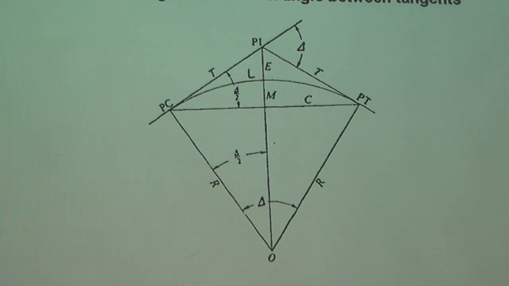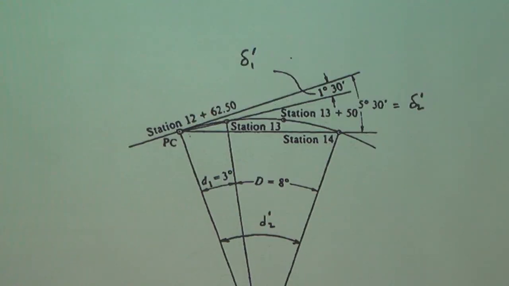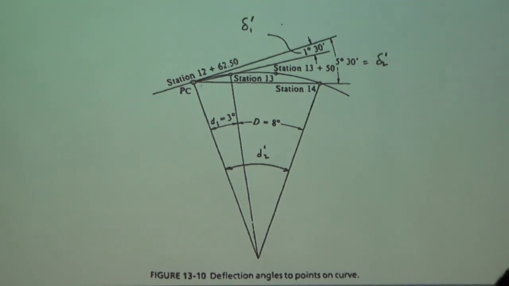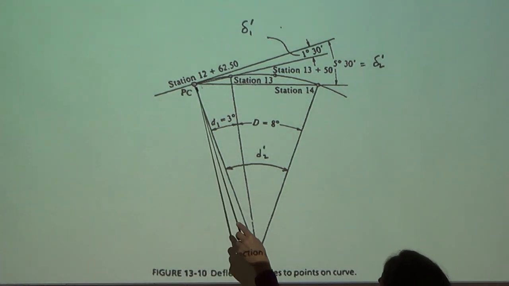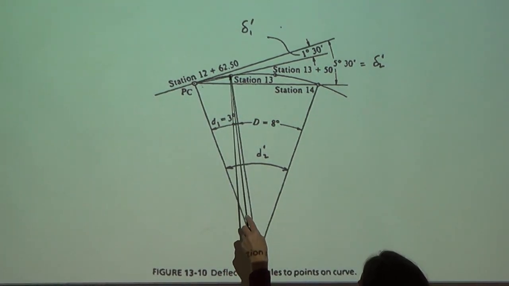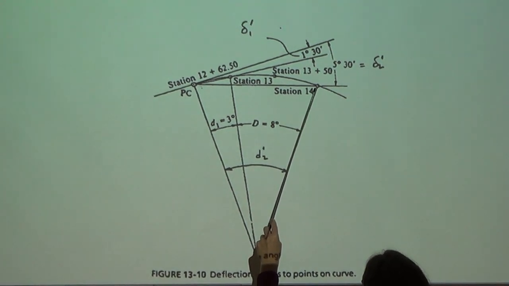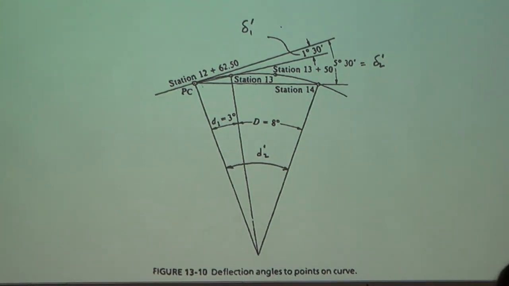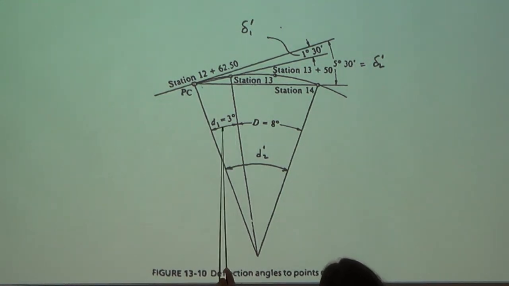And let me show you another slide that shows this as well. Okay, this is a completely different problem. But here's our PC. It happens to have a station of 12 plus 6250. Here's station 13. Here's station 14. Our little d right here, D1, is 3 degrees. Remember, this is a completely different problem, different numbers. Just another example. This little interior angle here is 3 degrees.